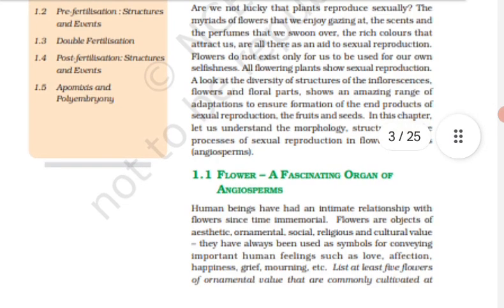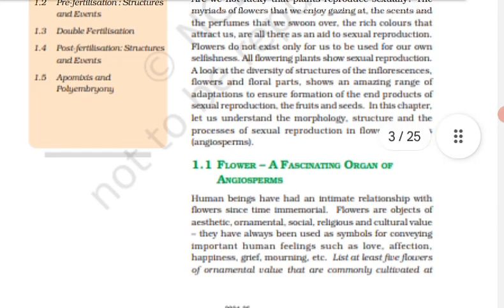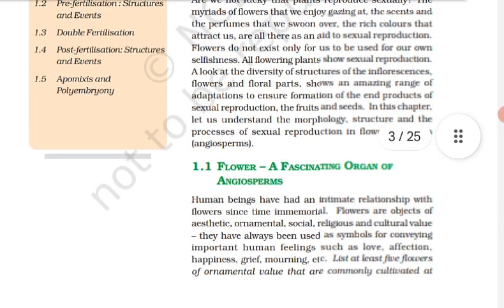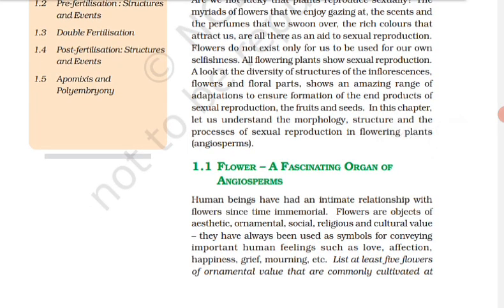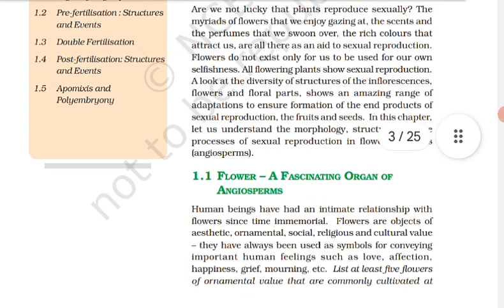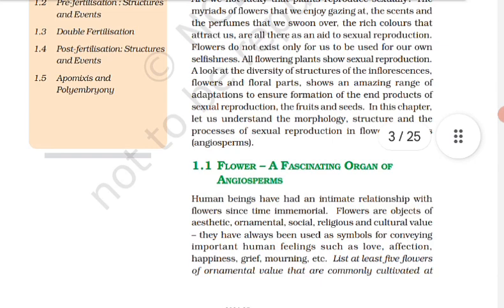A look at the diversity of structure of the inflorescence, flowers and floral parts shows an amazing range of adaptation to ensure formation of the end products of sexual reproduction, the fruit and seeds. In this chapter, let us understand the morphology, structure and the process of sexual reproduction in flowering plants, that is angiosperms.